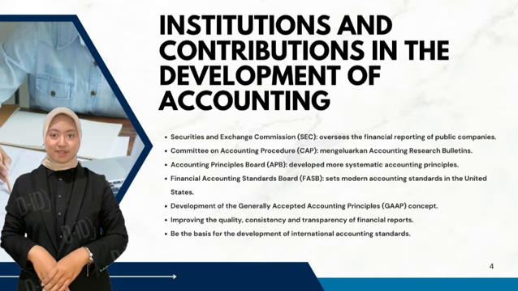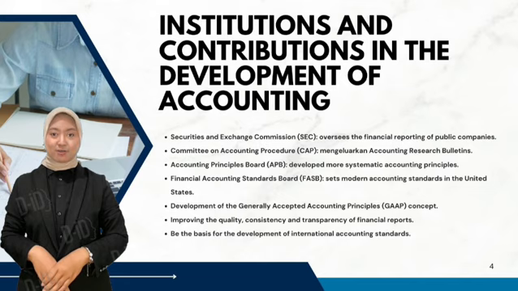This organization is one of the first bodies to attempt to develop accounting guidelines through the publication of accounting research bulletins. Next, there is the Accounting Principles Board or APB, which replaces CAP. The APB tries to create accounting principles that are more systematic and can be applied more widely by companies. The most influential institution today is the Financial Accounting Standards Board, or FASB. The FASB is responsible for developing and establishing the financial accounting standards used in the United States.